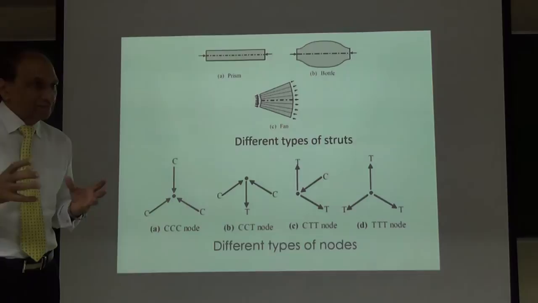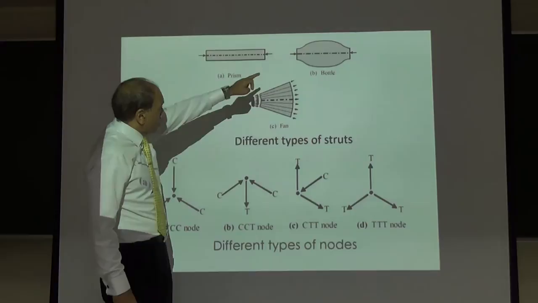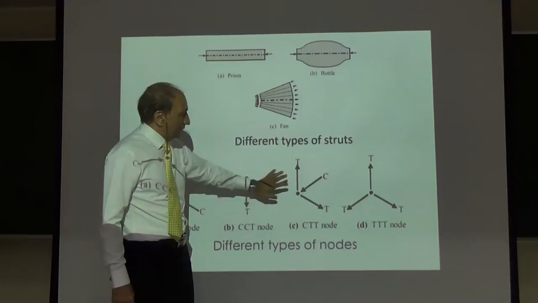So we can see from here, prismatic, bottle, fan shape, these are the different types of struts. The struts we normally assume like that, but we can also use that for heavy loads, and this one near the support or UDL, and these are the types of the nodes. So this is the total picture of the strut and tie issues.